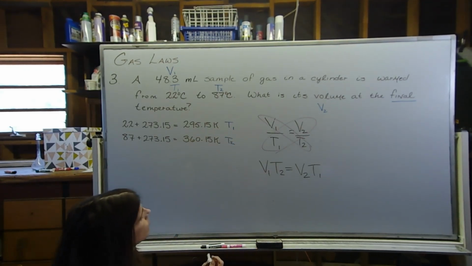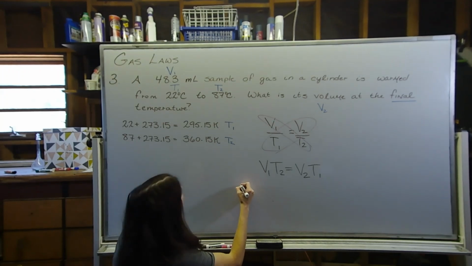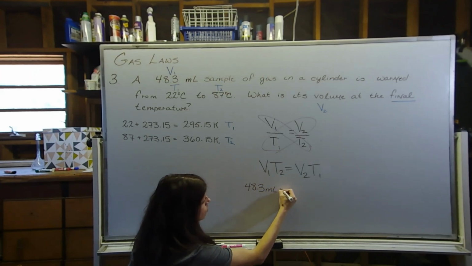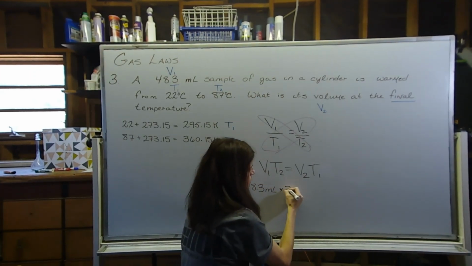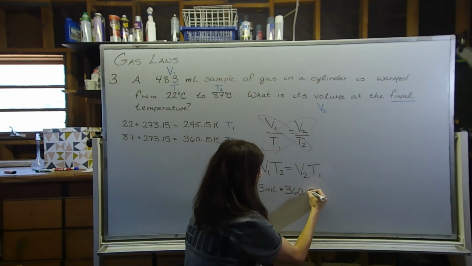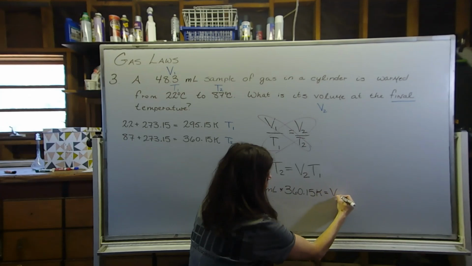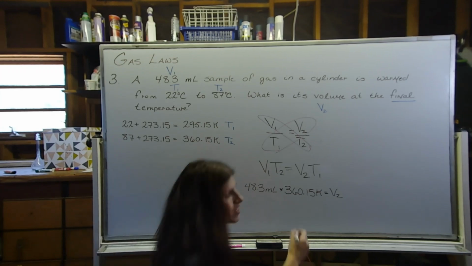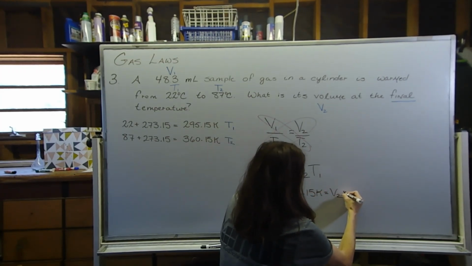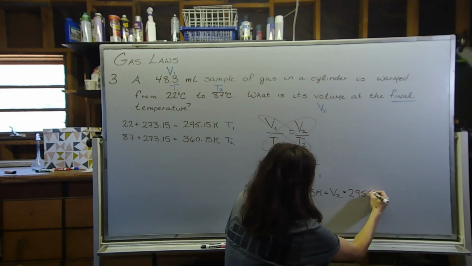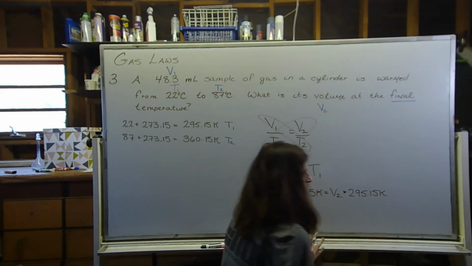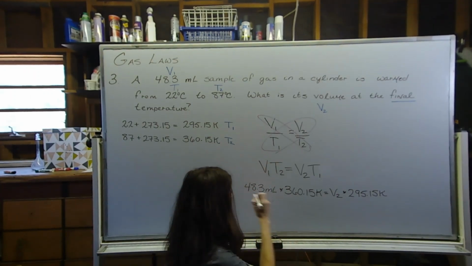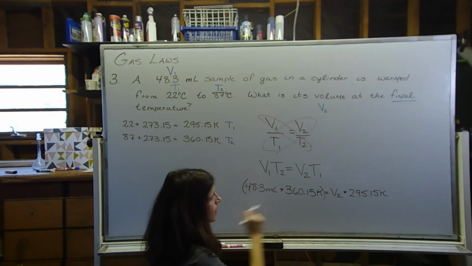Alrighty, and then we said V1 was 48.3 milliliters. Our T2 is 360.15 K. We don't know our V2, and our T1 is 295.15 K. So see how much easier that made everything since I already cross-multiplied? Now I know I need parentheses here. I'm going to plug that into my calculator like that.